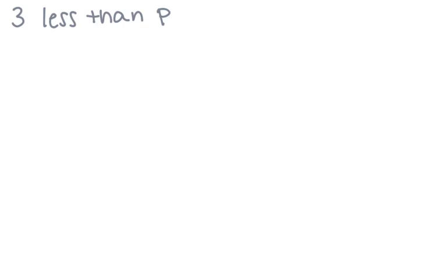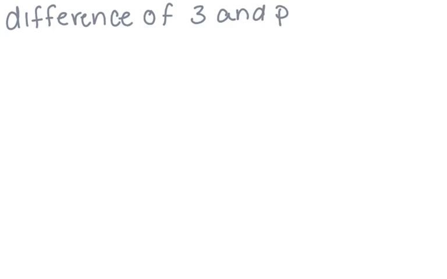So now let's come up with an expression that's going to represent 3 less than P. So less than is telling us that we're subtracting, and it's telling us that we're going to be subtracting 3 from P. So our expression is going to be P minus 3. Now let's write an expression that's going to show the difference of 3 and P. So difference tells us that we are subtracting of 3 and P. So we know that 3 is going to come first and P is going to come second. So our expression is going to be 3 minus P.